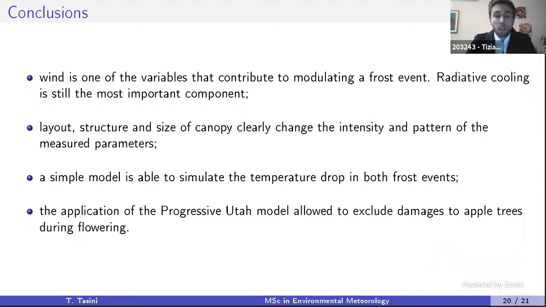A simple model like the Reuter model is able to simulate the temperature drop in both frost events. And the application of the progressive Utah model allowed to exclude damages to apple trees during the flowering phase, because the March frost event is 20 days before the start of the flowering phase.